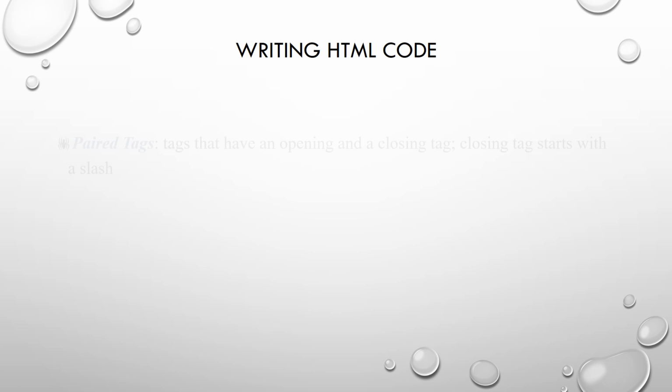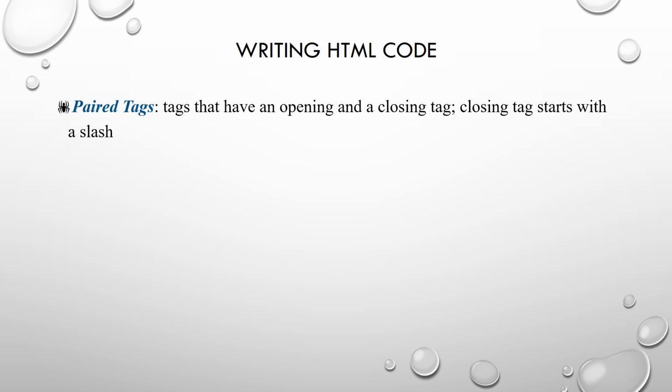Writing HTML code. In HTML, we have paired tags. Paired tags have an opening and a closing tag. The closing tag starts with a slash. All the information you want to appear on your page goes between the opening tag and the closing tag. For example, we have our opening head tag and our closing head tag. Now, we know from the previous slide that we would put the title tag in between the opening head tag and the closing head tag. We also have the opening body tag and the closing body tag. These are paired tags. They have two separate opening and closing tags.